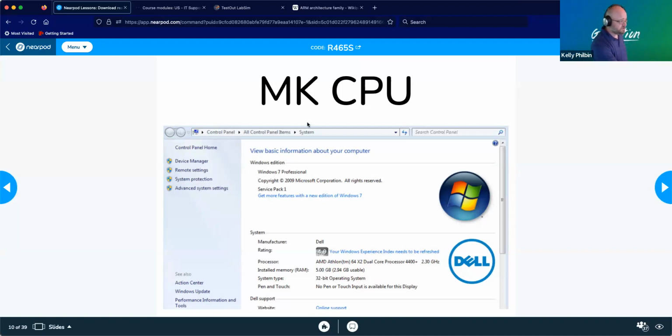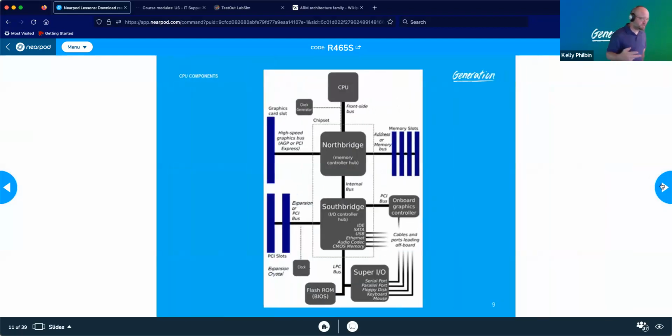So under your control panel system, you can go to your processor and see exactly what type of chip, and you can even see its architecture. Right here you see a 64. This one's dual core, all that fun stuff. So it has 2 CPUs within each core.